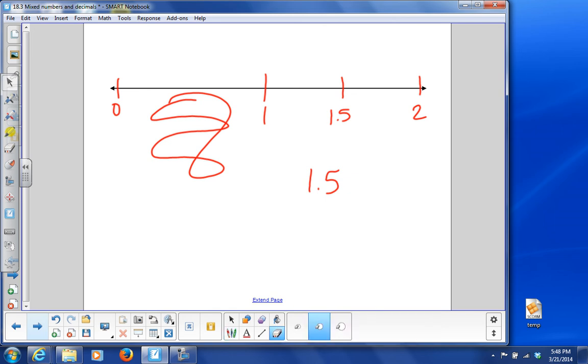Okay, let's say I wanted to find 1.2. Well, that I know is going to be somewhere between 1 and 1.5. So right about here would be my 1.2. Same thing would go if I said 1.7. My 1.7 I know is in between my 1.5 and 2, which I'm going to put right about here.